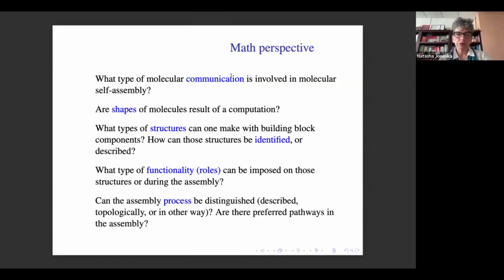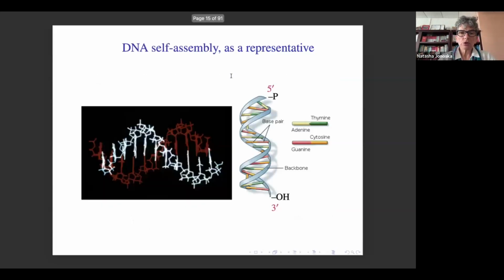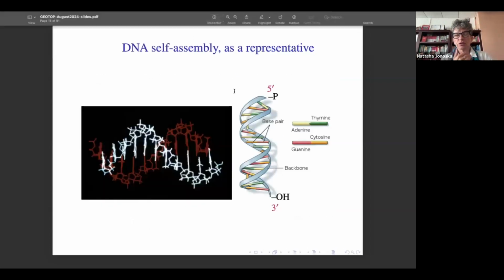And can we describe the whole process? And are there different avenues of self-assembly where we can have the same structure obtained through different pathways? And can we describe this mathematically? So I will talk about DNA self-assembly as a representative of the whole notion of self-assembly.